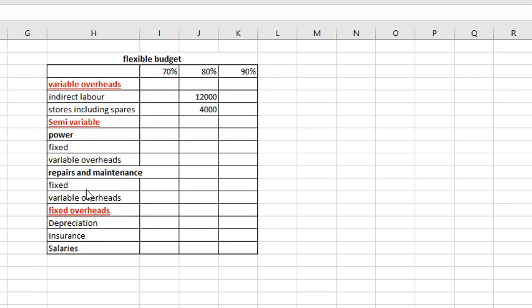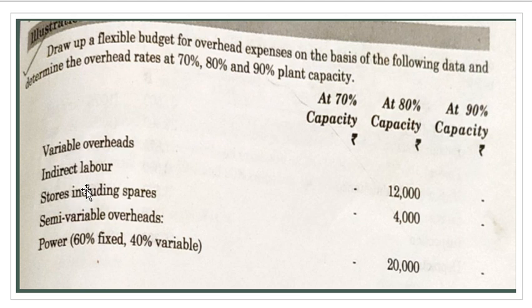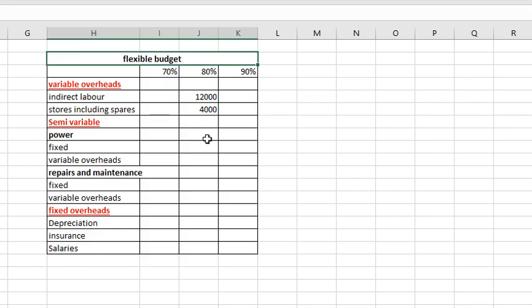As per the question, for 80% variable overheads, indirect labor is 12,000 and 4,000 for stores. If you look into the question, you will see where it is stated: indirect labor is 12,000 and stores 4,000. That is what is taken here, for 80%. So for 70% we will cross multiply. You need to always understand cross multiplication like this.